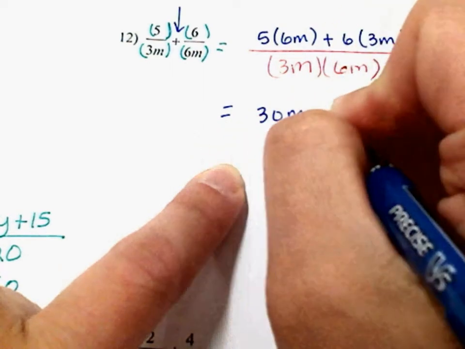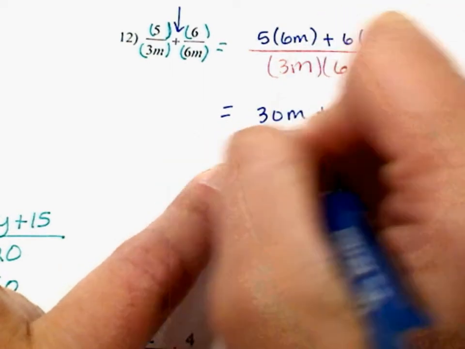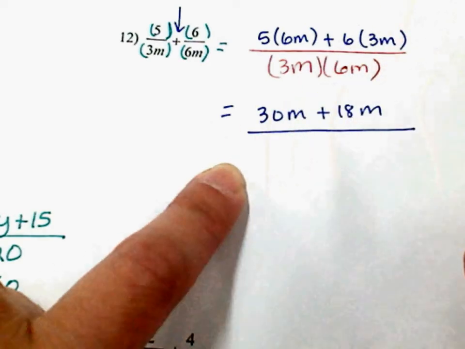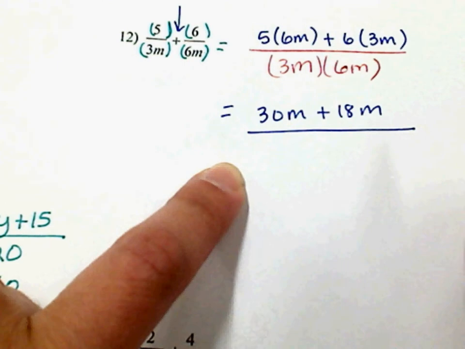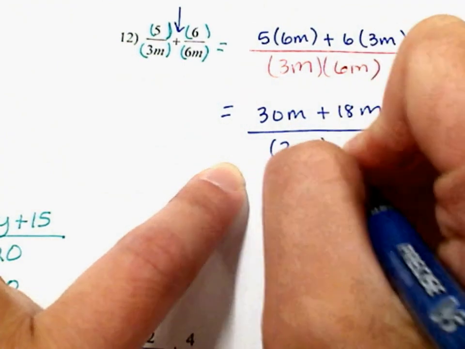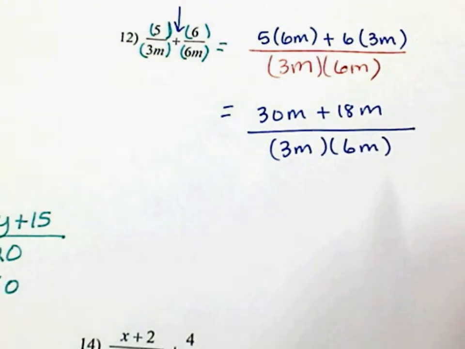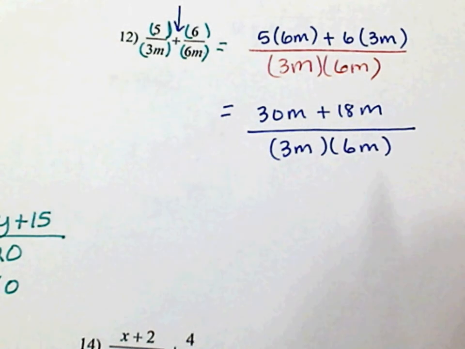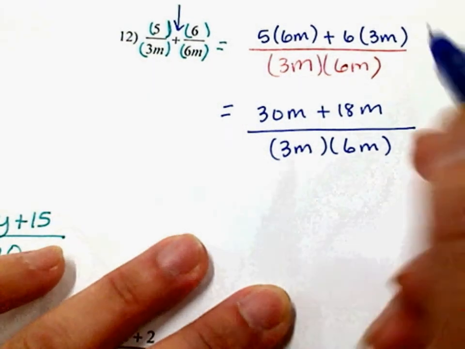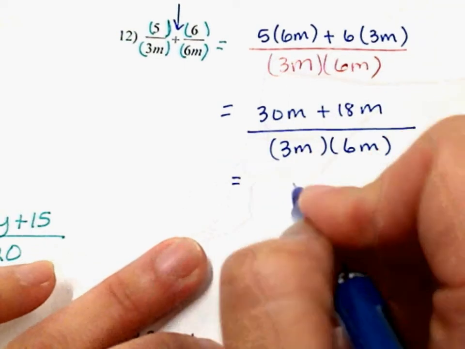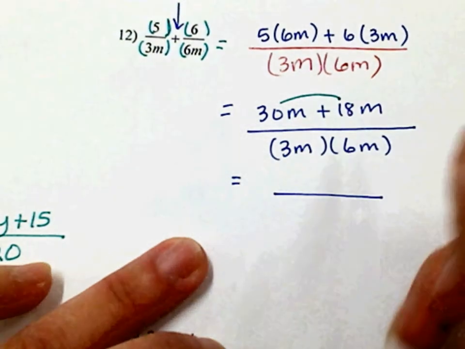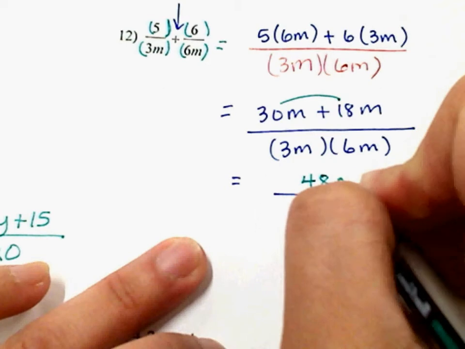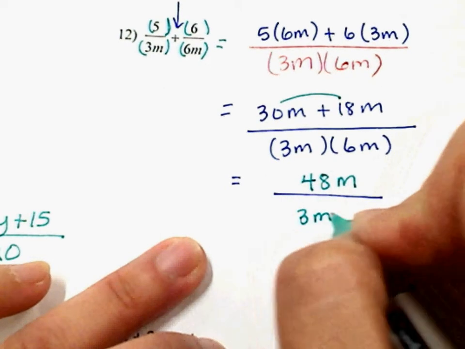30m plus 18m divided by, can I go ahead and multiply these two? Yes. Or you can leave it like you have it. It doesn't really matter. Okay? I'm going to leave it because that's what you guys are used to. Isn't that right? So I'm going to leave it. Okay? Look at your numerator. Do you have something that you need to combine? The 30 and 18, what's 30m plus 18m? 48m. And then you got 3m times 6m.